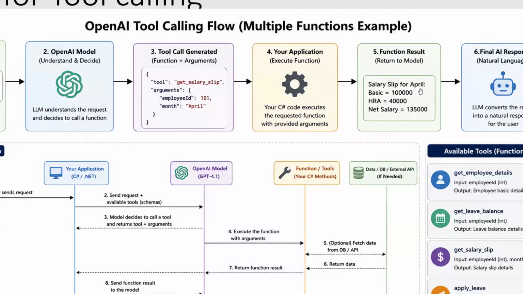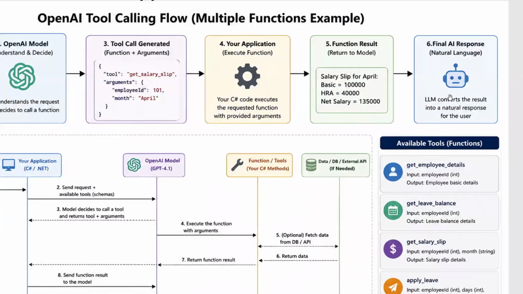But we are getting these things in a very raw format. We have to pass these things to the LLM and it will convert them into a natural format. It will not print like: your salary basic is equal to this, and then HRA is equal to this, and then net salary is equal to this. It will convert these things into natural format. Okay, Devesh, this is your salary slip for the month, the basic salary is this, HRA is this, and the net salary will be like this. It will do all those things.